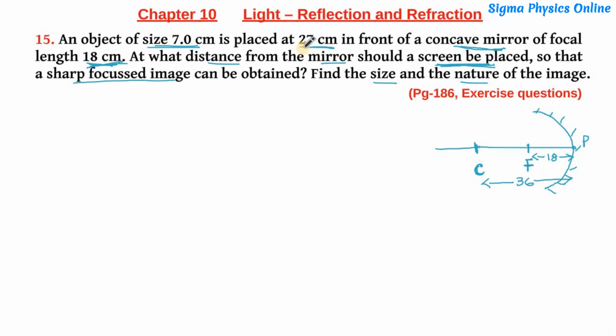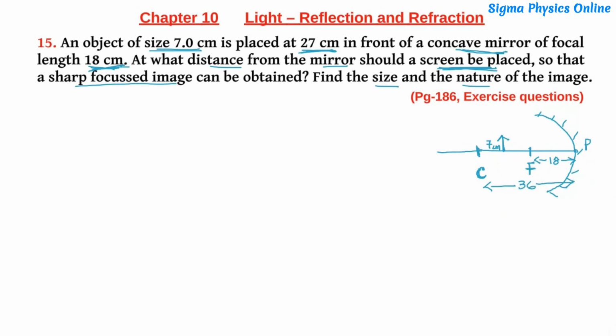Now we have an object which is placed at 27 cm from the pole. So 27 cm means it lies somewhere between the center of curvature and the focus. Now the height of this object is given as 7 cm. Now we need to find out the image which will be formed. Now students, do you know that from here only we can predict the answer to this question? Let me tell you how.